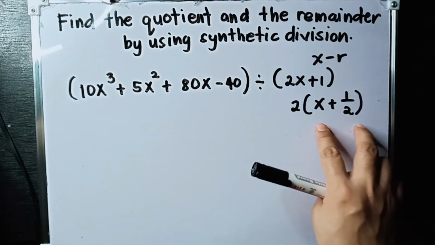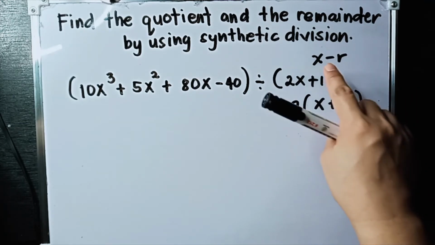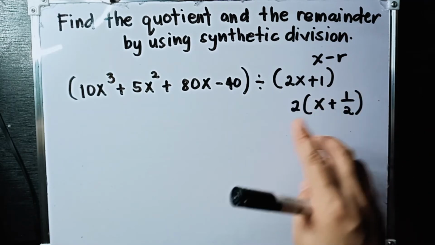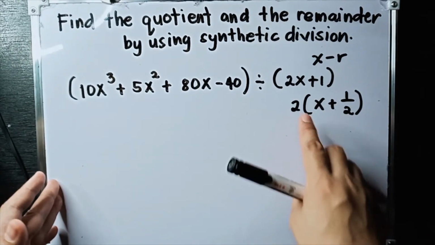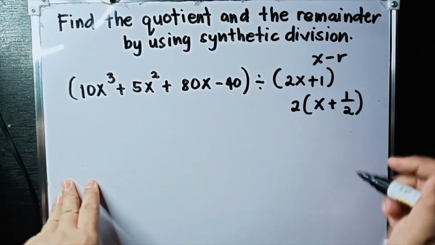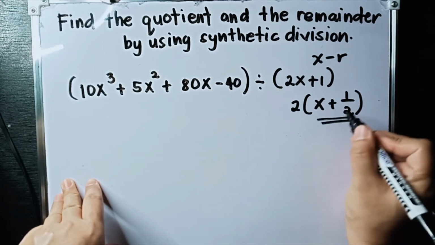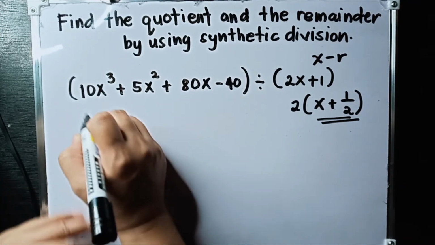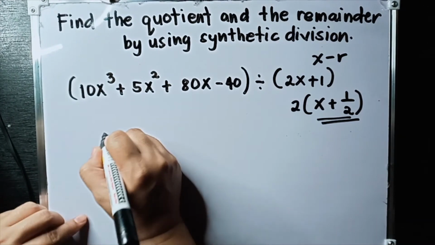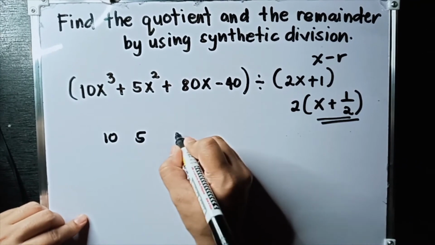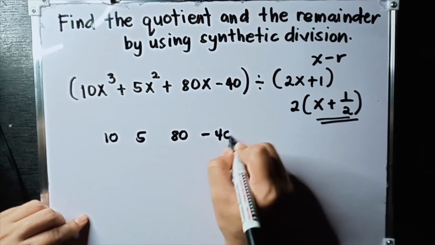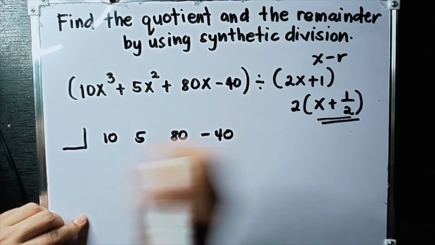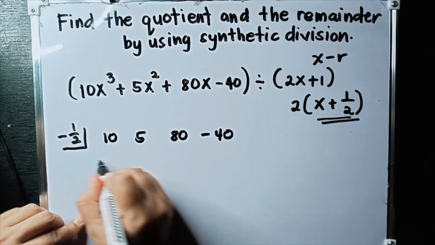So we can actually use x plus 1 half as our x minus r, and then later on the result will be divided by 2. So how do we do that? We will be using this one as our x minus r. First arrange our dividend, which is 10, 5, 80, negative 40. Our r would be negative 1 half.